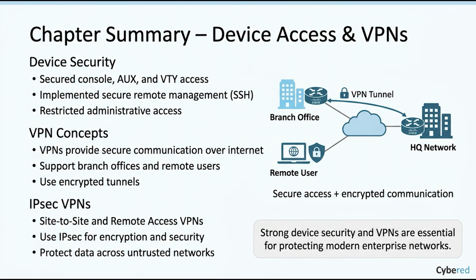Summary. In this chapter, you learned how to secure access to Cisco devices by protecting the console, AUX, and VTY lines, implementing secure remote management and restricting administrative access. You also explored how virtual private networks provide secure communication between remote locations. Additionally, you learned how to configure site-to-site and remote access VPNs using IPsec to securely connect branch offices and remote users to a corporate network over the internet. This chapter has introduced key security practices that help protect network devices and ensure safe communication across networks.